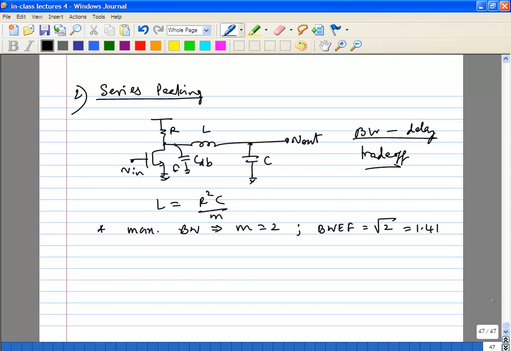So in other words, this is not as powerful as shunt peaking, because shunt peaking actually gives you 1.6, 1.7, and the max bandwidth is actually 1.85. Compared to that, 1.4 is just not good enough. You're using the same number of inductors. So if you had to choose between the two, you'd probably choose the shunt peaking.